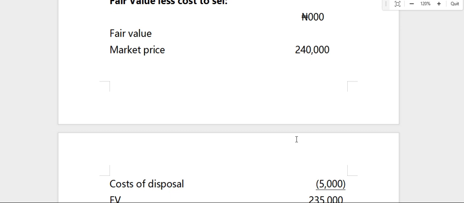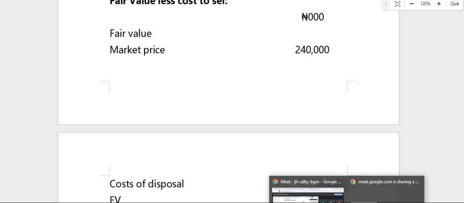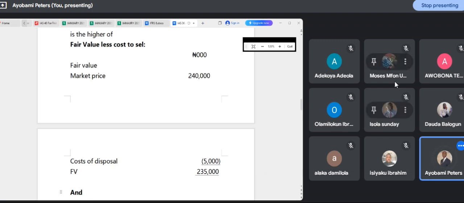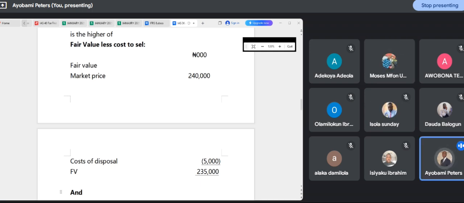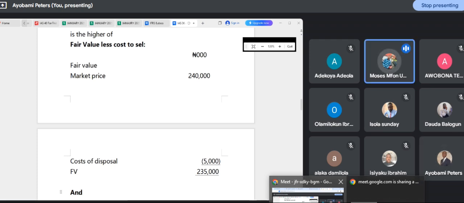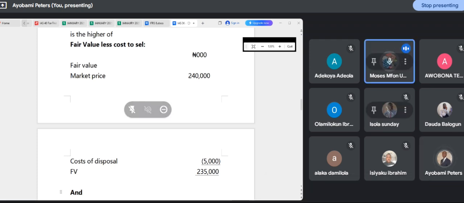I'm asking you now. Moses, can you hear me? So what will be the recoverable value now? Okay, sir. Sorry, sir. I think I was a little bit distracted. I think the recoverable value should be whichever is higher. Sir, can you please scroll so I can see the value in use?